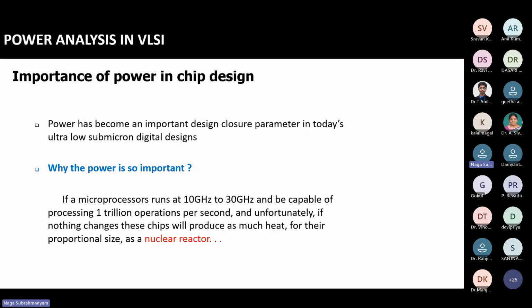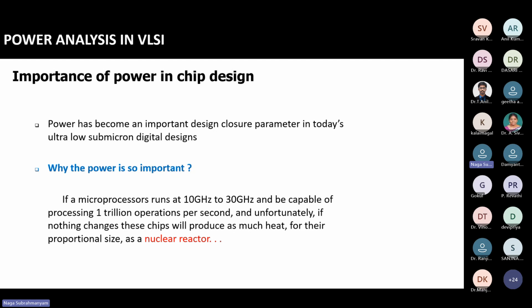So why is it so important? Suppose you see a nuclear reactor, it will consume more power, as well as it will dissipate that much heat. Those also work at some kind of frequencies. But when you see the reactor and you see the chip, both are one and the same in multiple aspects.